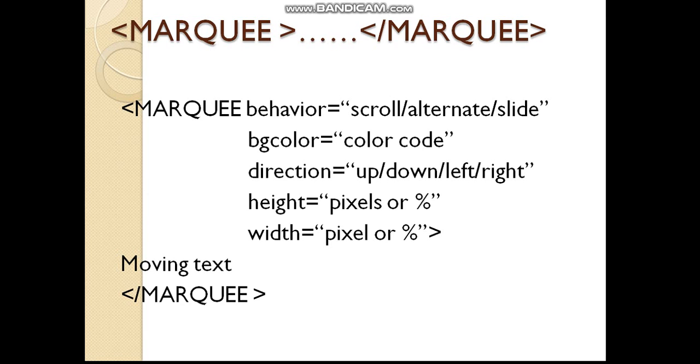So this is your Marquee tag, and this completes our lesson number 10. In this lesson we have learned table tags, how to create tables, how to create lists using UL and OL, and then how to insert image, how to insert hyperlink, and how to insert Marquee tag, that is moving text. I am going to give you the example through my next video.